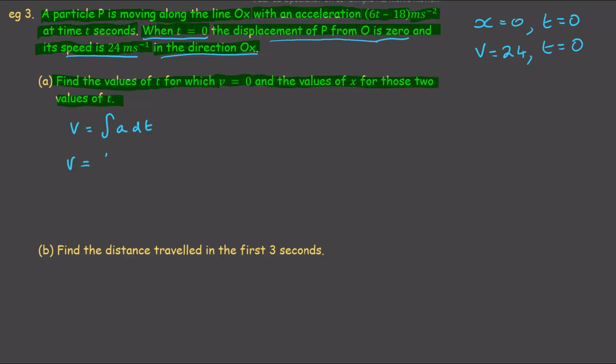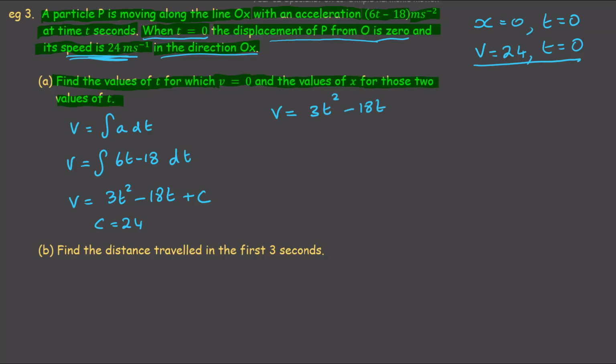So that's going to be the integral of 6t minus 18 dt, and that gives me 3t squared minus 18t plus a constant. Now, we're given that v is 24 when t equals 0. Substitute v equals 24 and t equals 0 in here, and you'll find that c is equal to 24. And so v is 3t squared minus 18t plus 24.